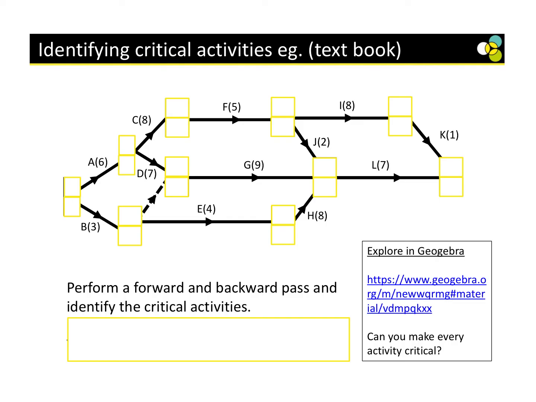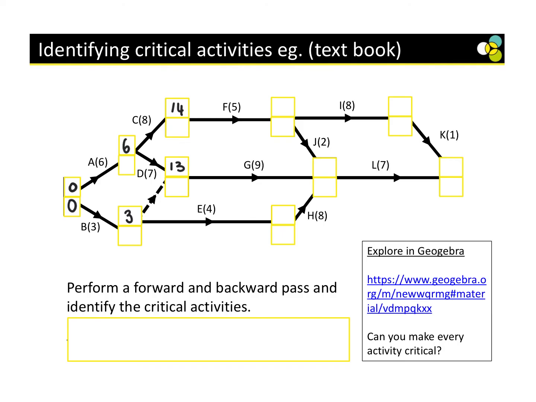Okay, so the answers are 0, 0. Okay, then we're going to have 6. 6 plus 8, 14. This one is 3. So I've got 3 plus 0, which is 3, or 6 plus 7, which is 13.